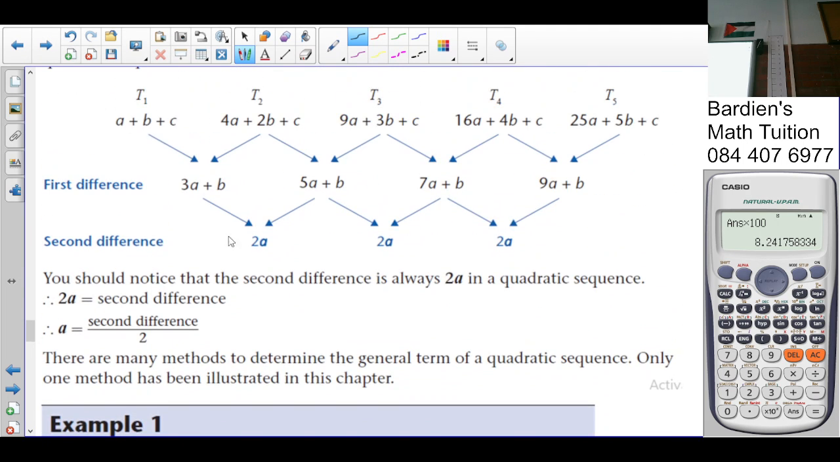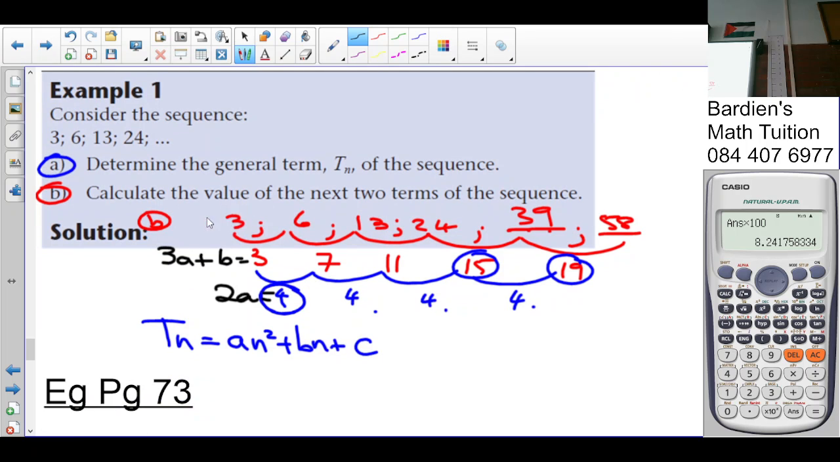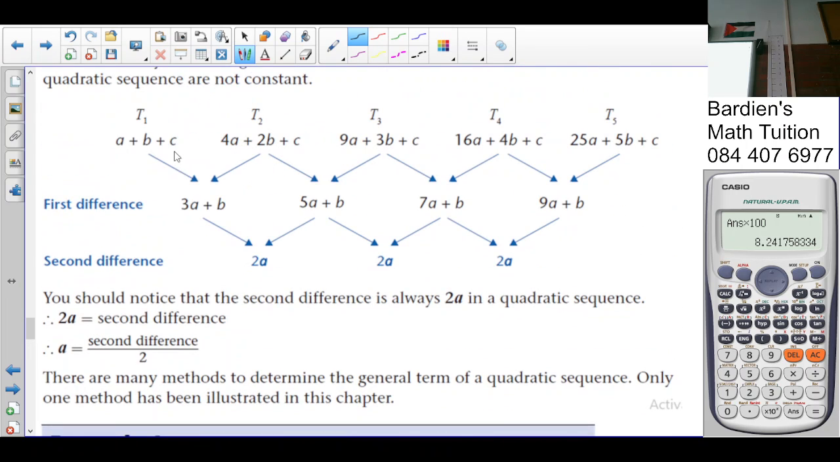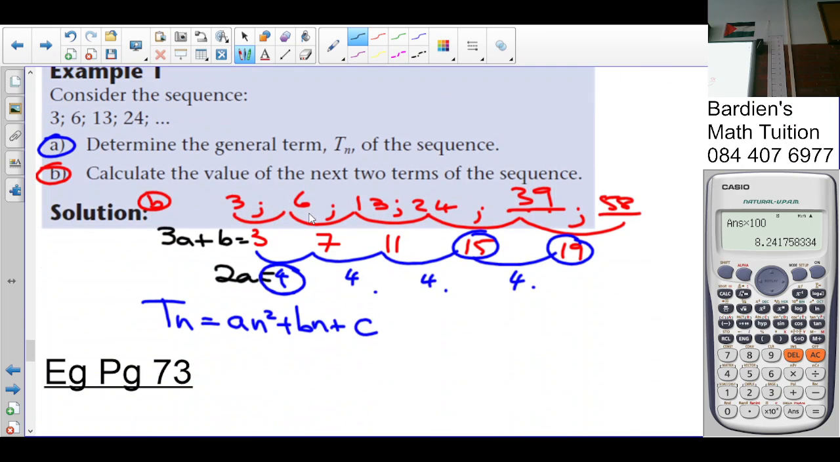What do we have on the first term's place? a plus b plus c. Can you see that, people? And this is where it comes from. We write on the side here, a plus b plus c is 3. So here we got 2a, 3a plus b is 3, a plus b plus c is also 3. From the bottom up we work our way.